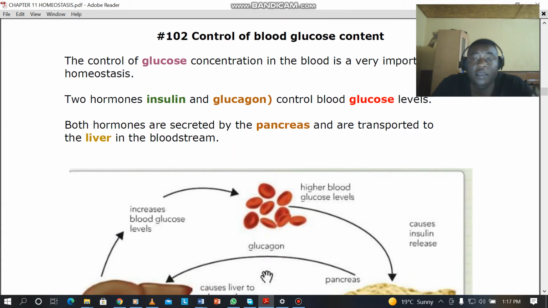Okay, let's move on to the second control. The second control has to do with your blood glucose level. Whenever you consume a carbohydrate, which is a glucose, your body uses what it needs, right? So it uses the amount of glucose it needs, and then the rest has to be stored. So how does this happen?